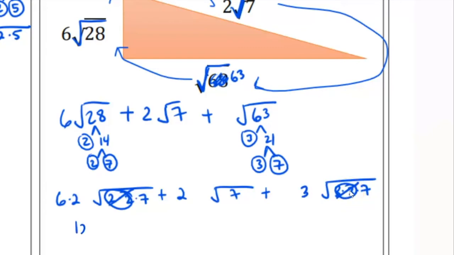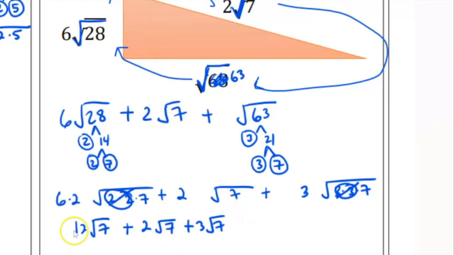So 6 times 2 is 12 radical 7 plus 2 radical 7, because nothing happened in this middle one, plus 3 radical 7. All right, now we may have started off with different radicands, but now look at it, 7, 7, 7. So we have square root of 7, square root of 7, square root of 7. Because those are all the same, we can combine it.